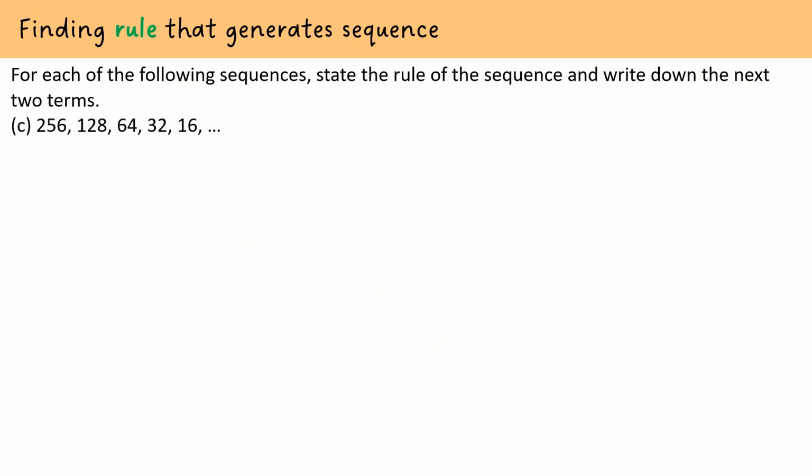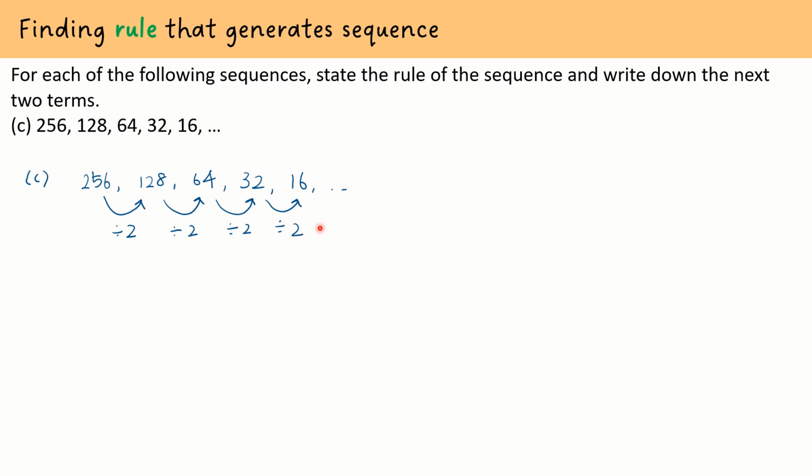Let's look at another one here. In this particular sequence, we have the numbers 256, 128, 64, 32, and 16. Do look at the numbers carefully. What do you think is the pattern going on in this particular sequence? I hope that you're able to observe that it is actually a division by 2 from the first term to the next term and then subsequent terms as well.